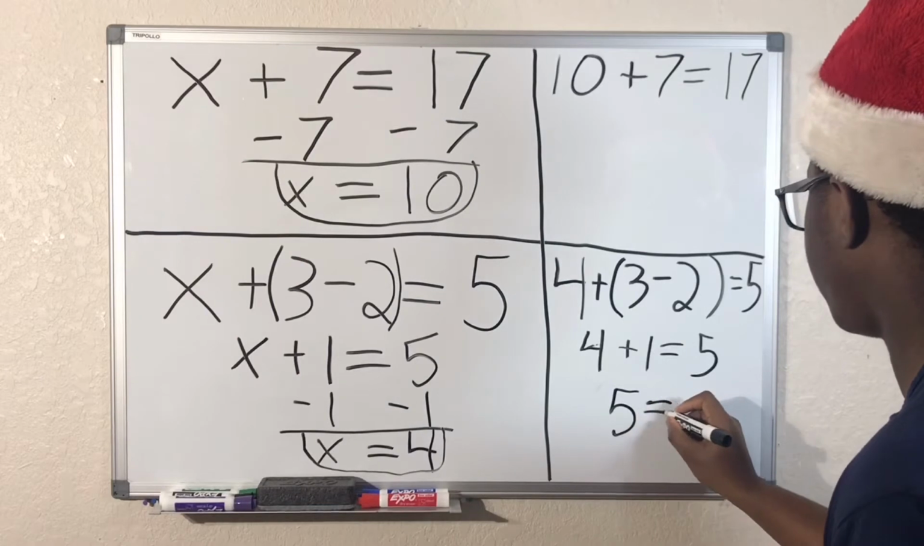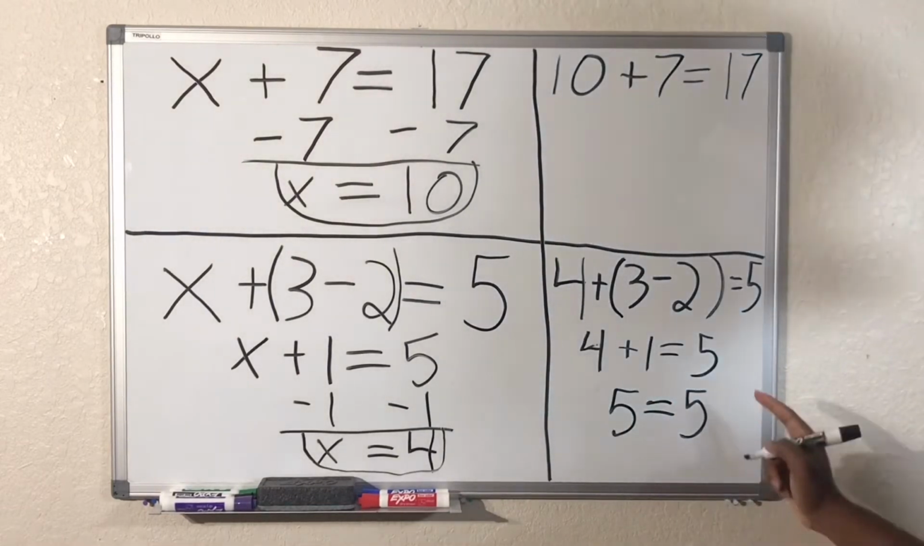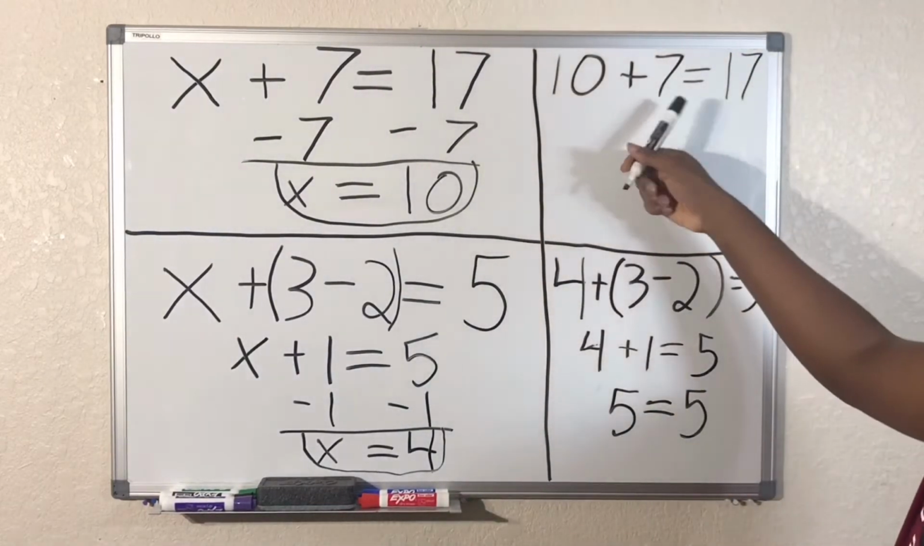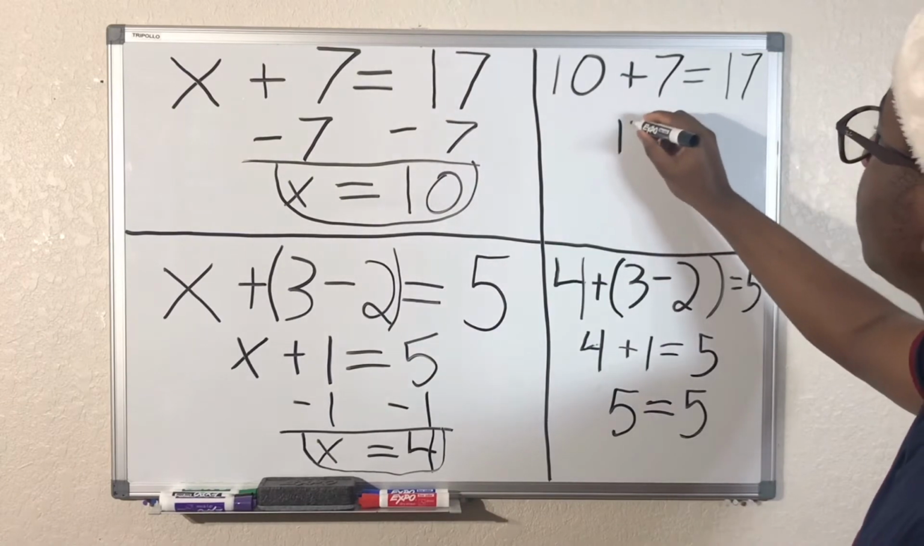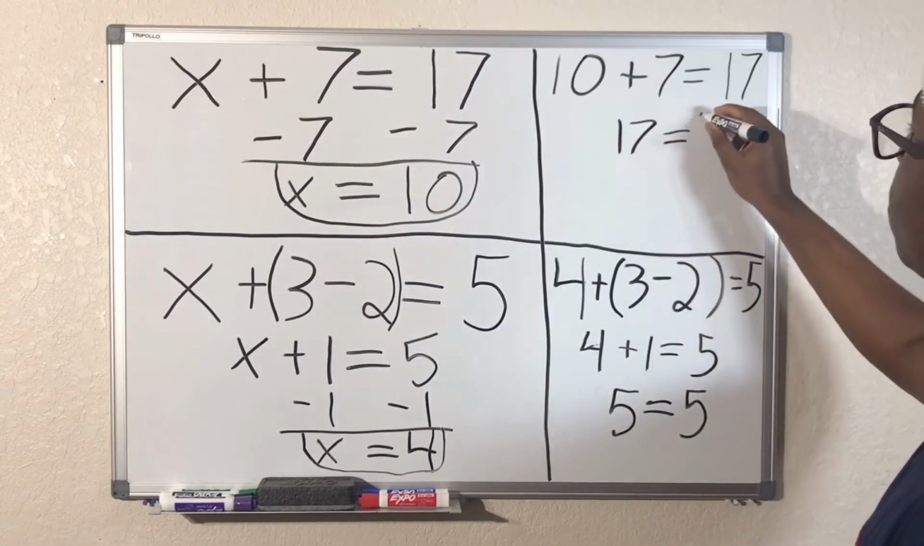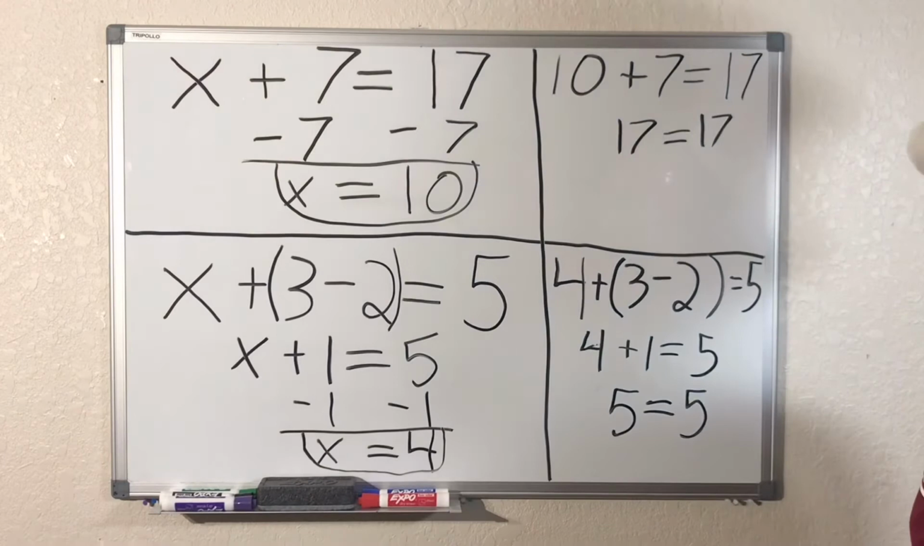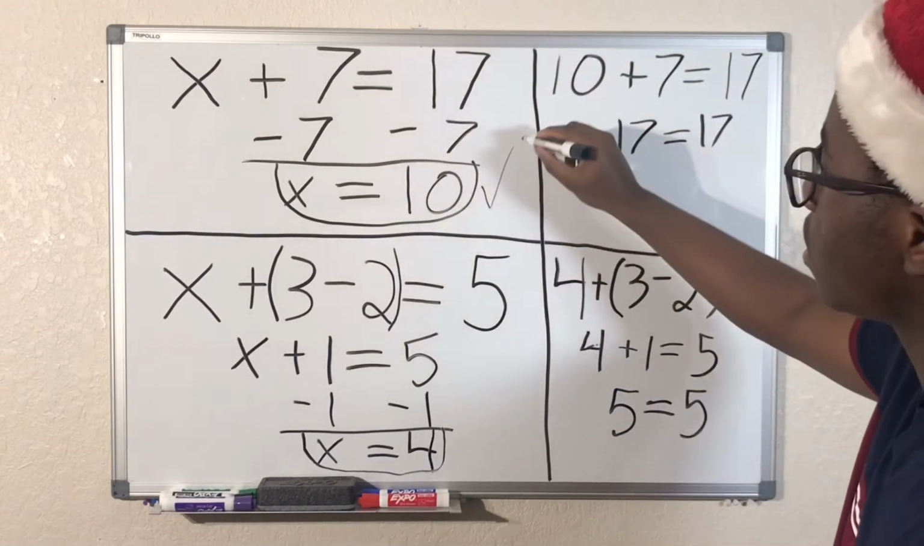And there we have it. 5 is equal to 5. There's a correct statement. 10 plus 7 is equal to 17. 17 is equal to 17. So therefore we know that both of these statements are correct.